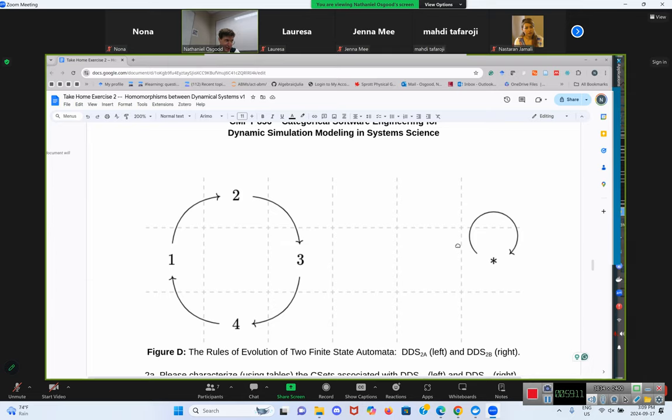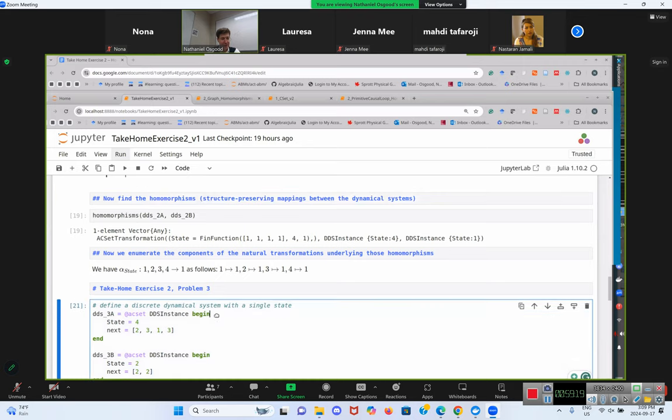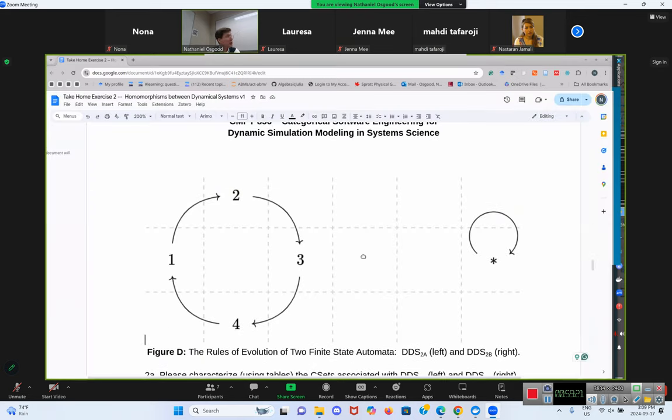Should that make you think of something? Anything has a unique map to it? Well, we'll get to that. Okay. Are people comfortable with this? Why this is a homomorphism?